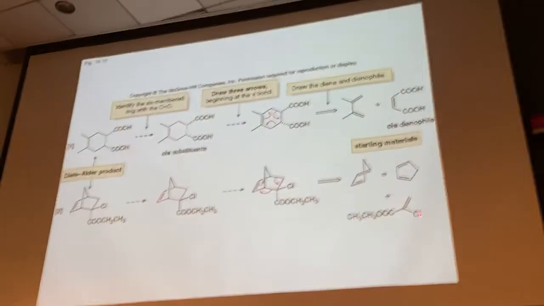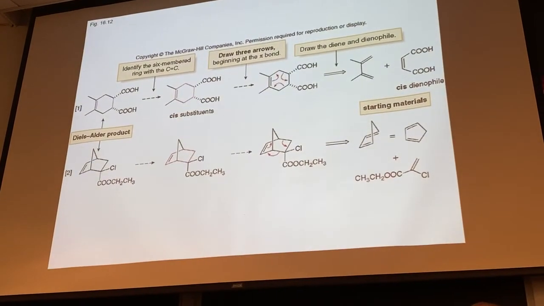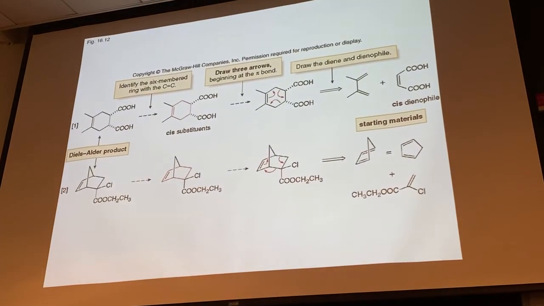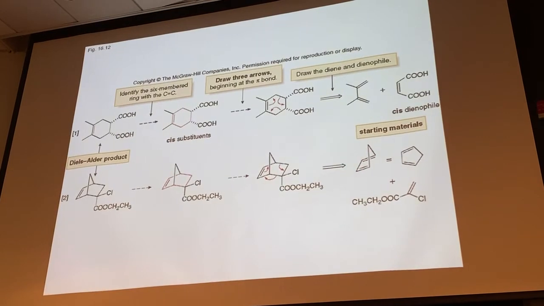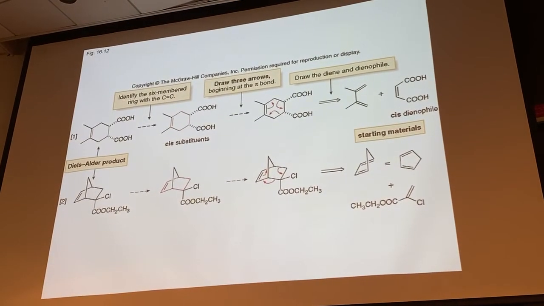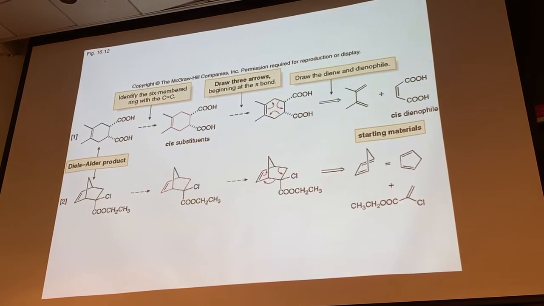We're left with this dienophile, our electron withdrawing ester group. As we'll learn in chapter 18, this chloride is electron withdrawing as well, so we have 2 electron withdrawing groups. And then we have cyclopentadiene as our diene. So it's important to be able to recognize dienes and dienophiles that would be used to make a given product.